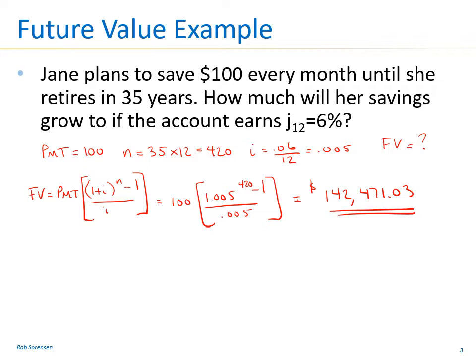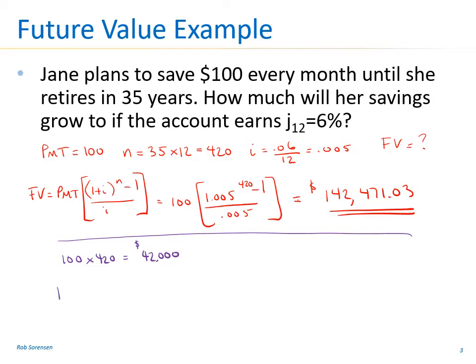That's kind of it for that question, but while we're here, let's just think about something extra. She has $142,000 waiting for her at retirement. How much did she actually put into her account? Well, she put in $100 a month for 420 months. That's $42,000. That's how much she put in.